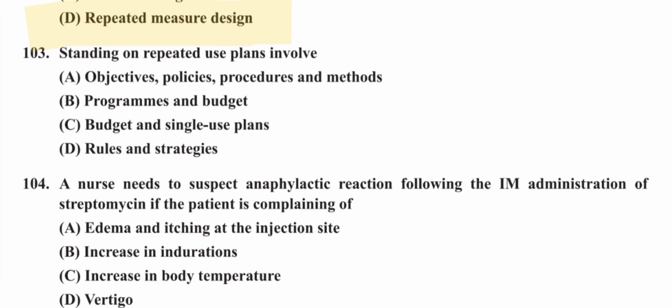Third question: standing or repeated use plans involve objective, policies, procedures and method. Option A, programs and budget. C, budget and single use plan. D, rules and strategies. Answer is objective, policy and procedure and method.